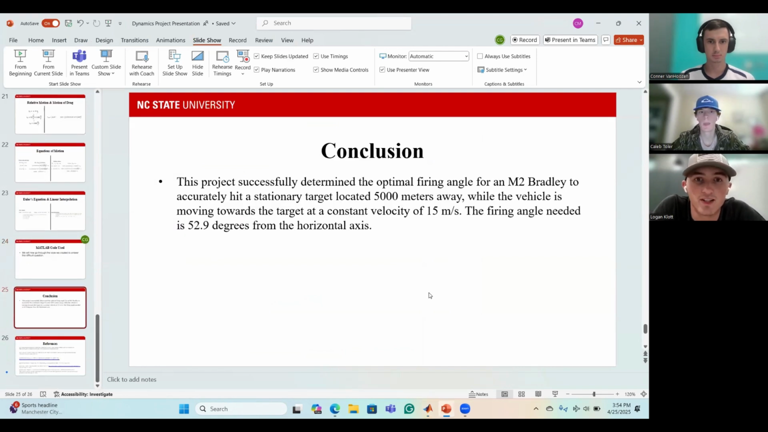In conclusion, this project successfully determined the optimal firing angle for an M2 Bradley to accurately hit a stationary target located at around 5,000 meters away while the vehicle is moving towards the target. The firing angle needed is 52.9 degrees from the horizontal axis. Because we use Euler's, this is an estimation. It's not completely exact, but Euler's is the best estimate we can find to show that 52.9 degrees is needed.